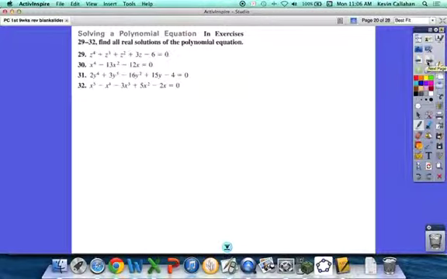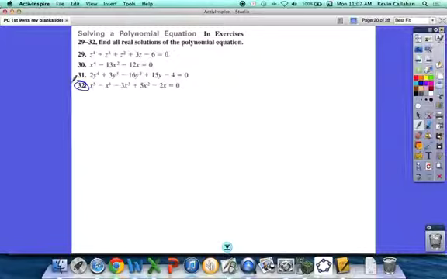Okay, find all the real solutions. How do we go about finding all the real solutions to a polynomial like that? I mean, let's take, for example, 32. What would you suggest we start by looking at? The graph, right? You'd probably look at the graph.